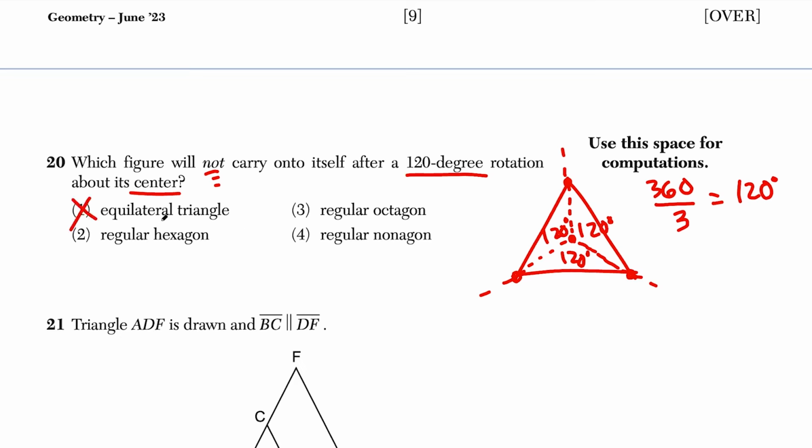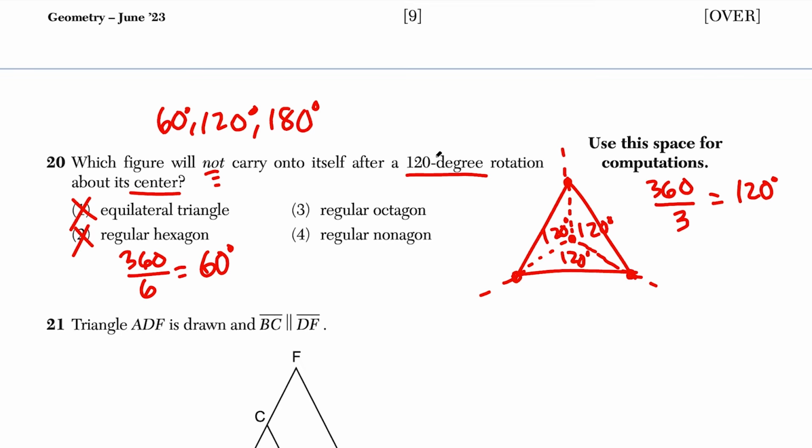And now we think of a regular hexagon. Now we have 6 sides. So if we do 360 divided by 6, that means the minimum rotation we would need is 60 degrees. So if I did two 60-degree spins, so I find the multiples of 60, we have 60, 120, and then we would have 180. All of these spins would carry it onto itself. So that's why this one's out, because 120 would work.